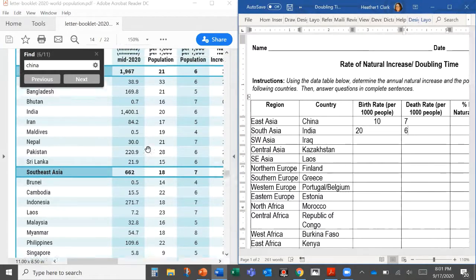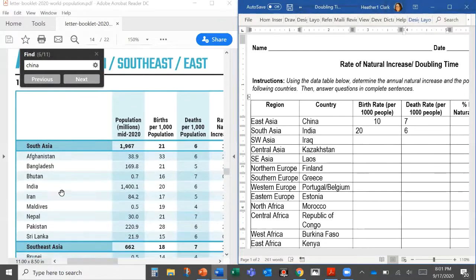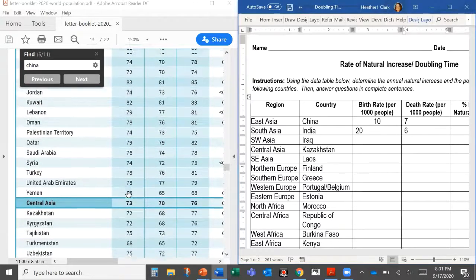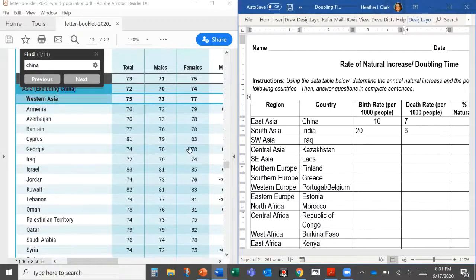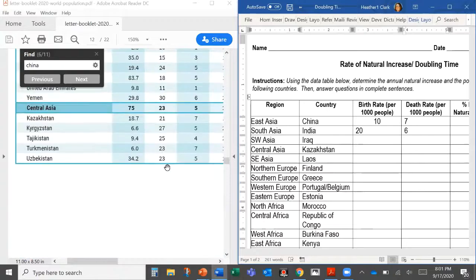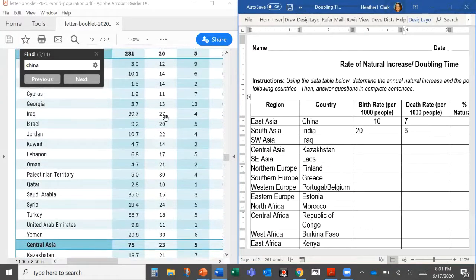Then we're going to find Iraq. All right, so there's Iran. We need to find Iraq. All right, Iraq is right here. If you're on the life expectancy page, you don't want that page. You want to go to the next one. So here we are at Iraq, and they have 27 and 4.